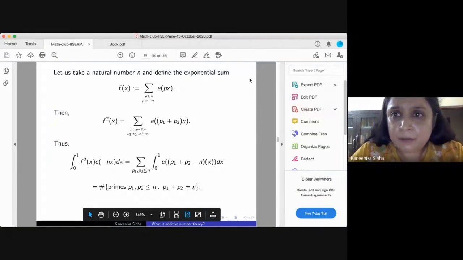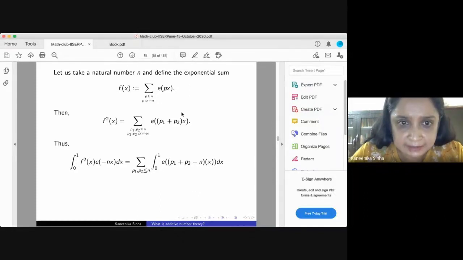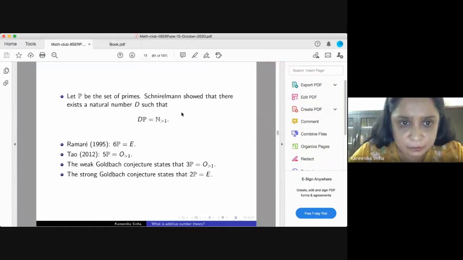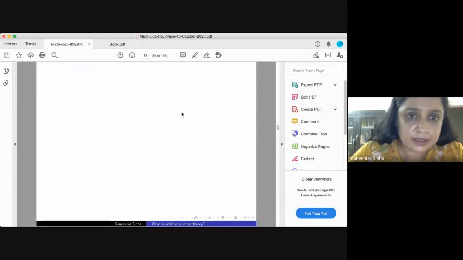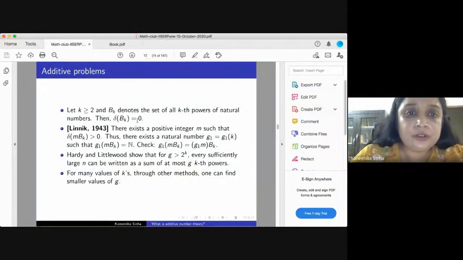So maybe I can pause for a second, and in case there are any questions, people can ask me now. Okay, so Riddhi is asking, so let me just go back to a slide. What is the difference between Schnirelmann's theorem and Linnik's theorem?